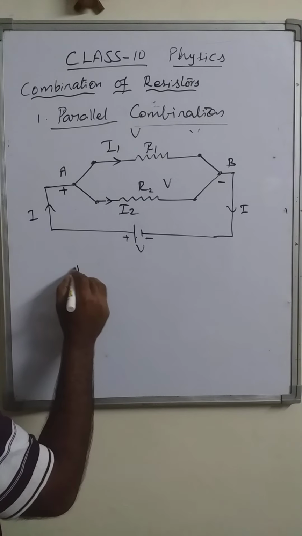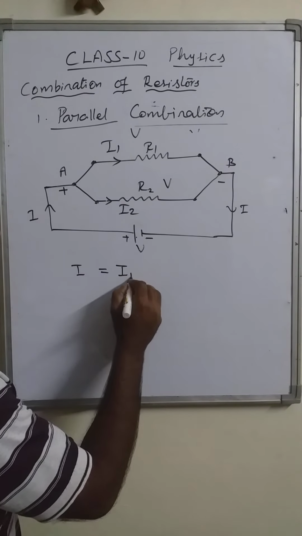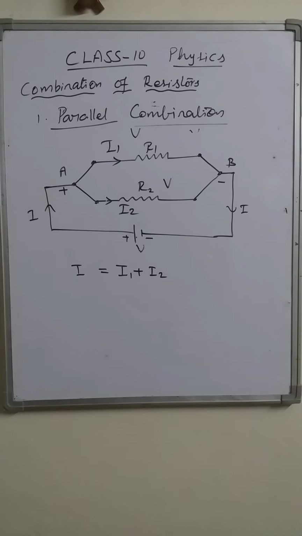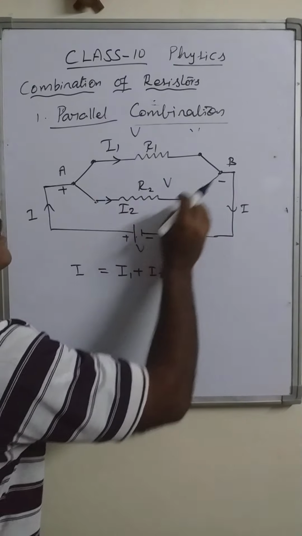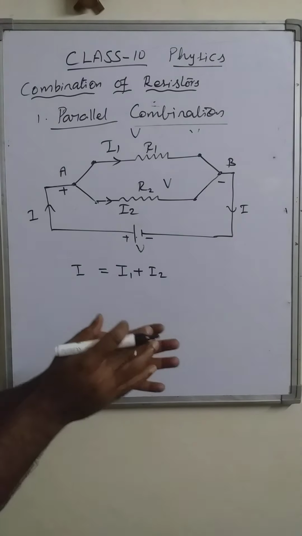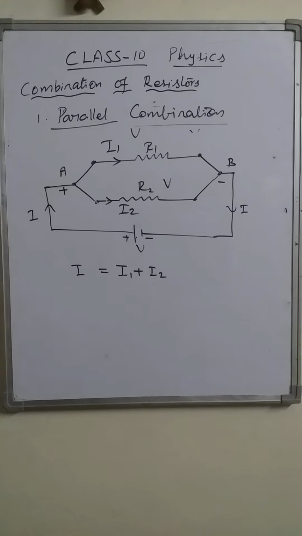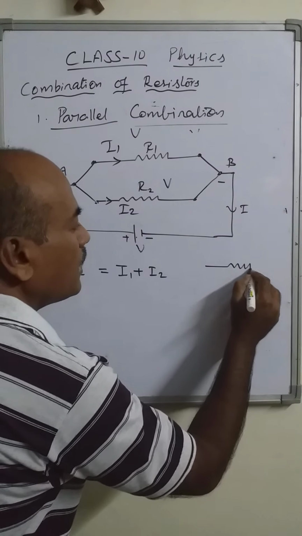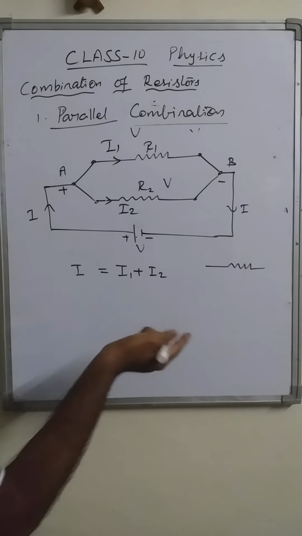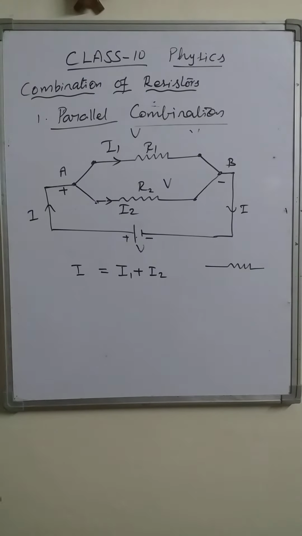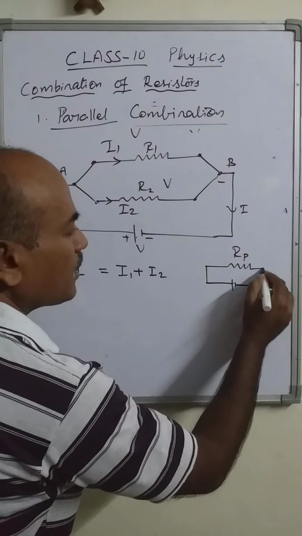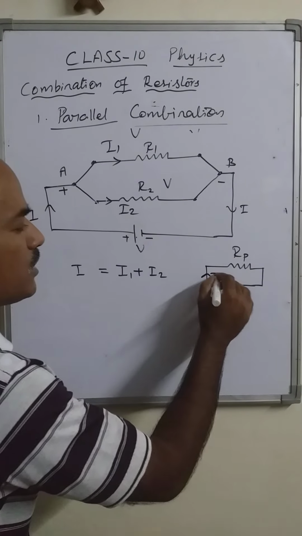So the total current which is drawn from the cell is equal to the sum of the currents flowing through different branches of resistances. So I equals I1 plus I2, right? If we simplify, R1 and R2 combined together are providing opposition. So again we are getting an equivalent resistance. We are getting a single resistance which gives the same opposition as is given by R1 and R2 in parallel combination. This is also the equivalent resistance. We call it RP, that is resistance in parallel combination, and this is also connected across the cell with the potential difference V. Again the current I is drawn from it.